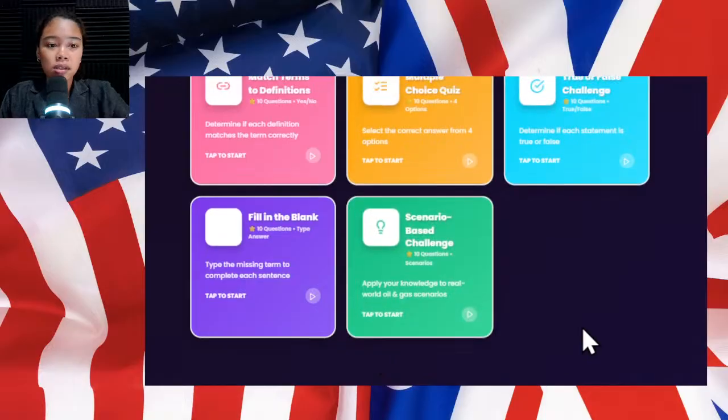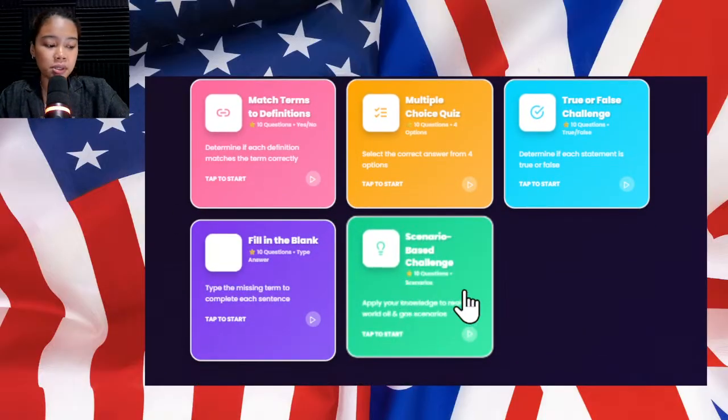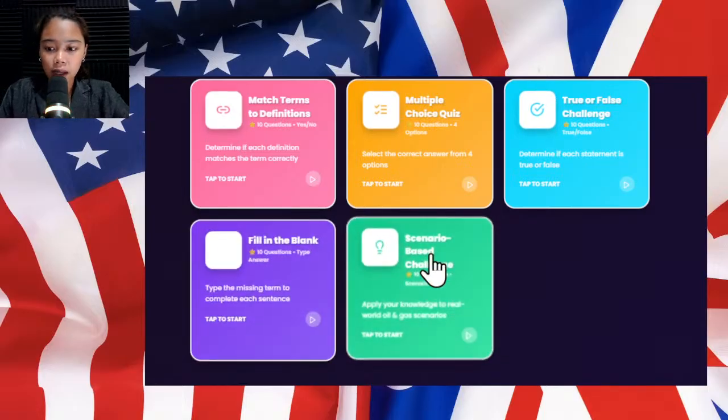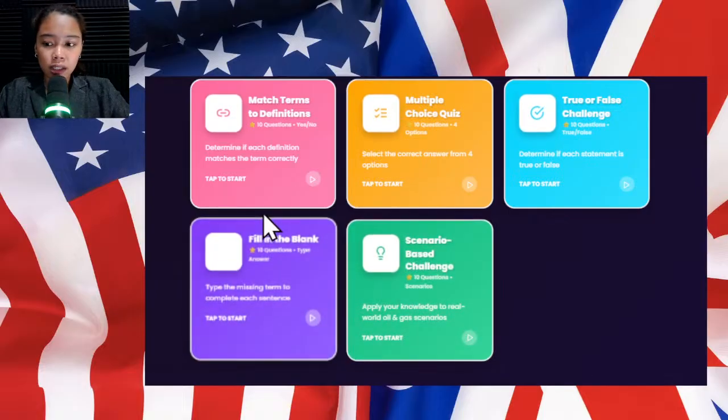Now, we're going to continue with the other two sets of exercises, fill in the blank and scenario-based challenge. Let's start immediately with fill in the blank.